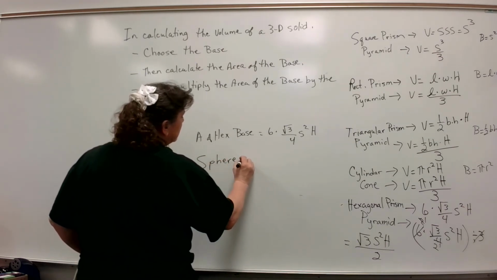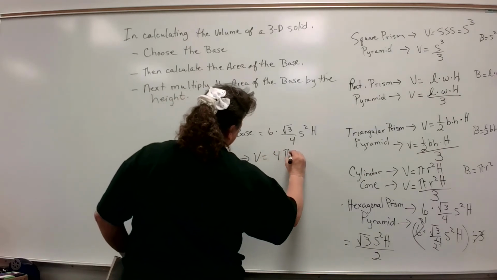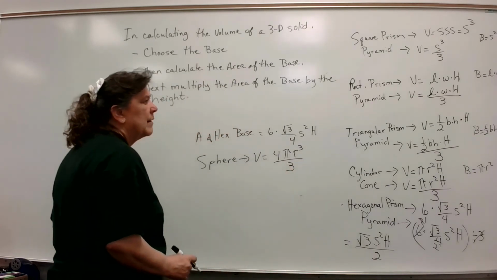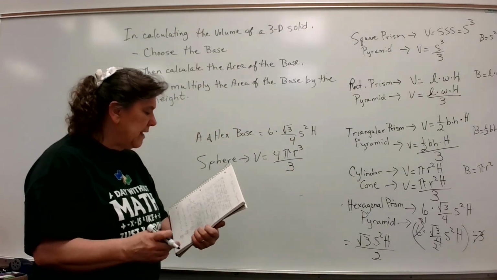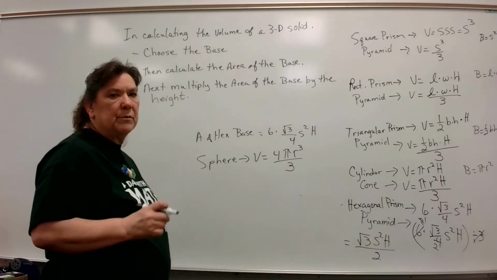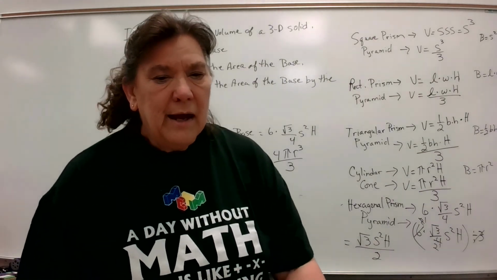And that one's easy because there's only one thing. Volume equals 4 pi r cubed divided by 3. So there's your formulas to help keep you straight on this. And I will probably give you a printout with those on it too, just to help you out. Okay, have fun.